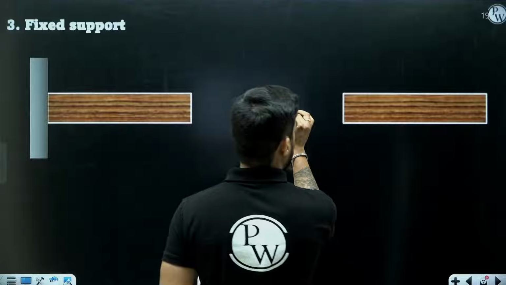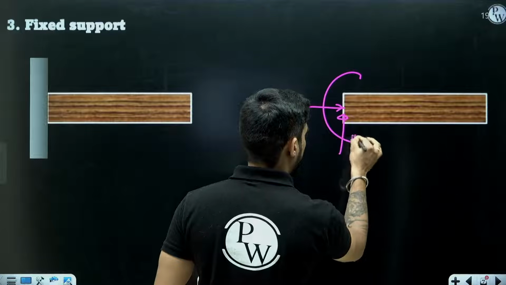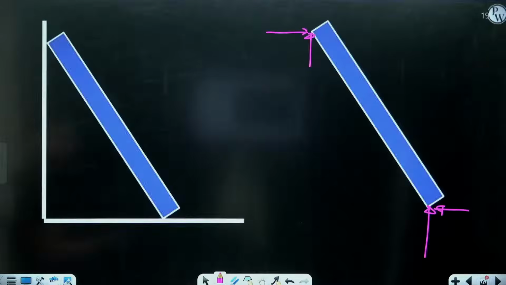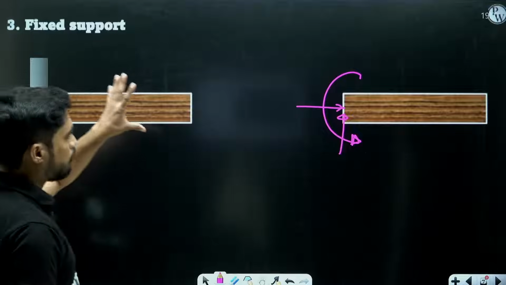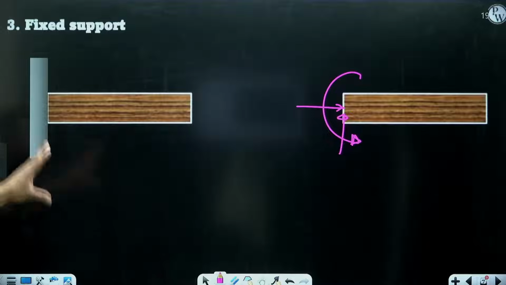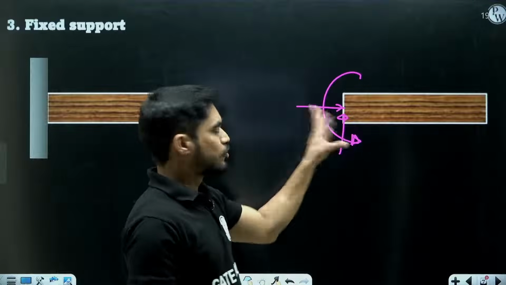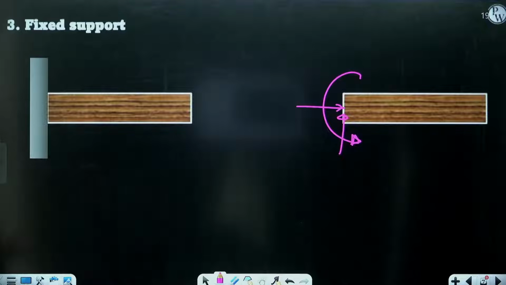In this case, you get three reactions. One in X, one in Y, and you also get a couple. Why are you getting a couple here? Why not couple in other cases? Because you get a couple if the rotation of the body is also constrained. And here, as the body is fixed, the rotation of the body is constrained, so you are getting a couple. In other cases, the rotation is not constrained, so you were not getting a couple.